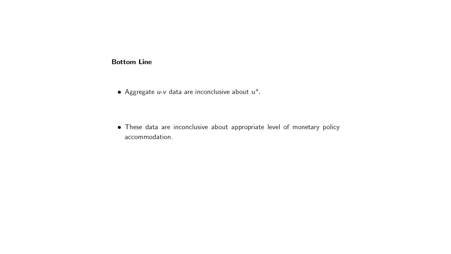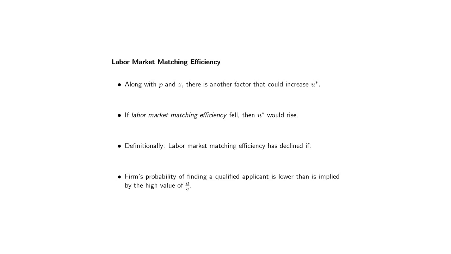Now, one factor I've left out that has received a lot of attention over the past year especially, is another factor that could increase the natural rate of unemployment. And that is what's called labor market matching efficiency. If labor market matching efficiency fell, then the natural rate of unemployment would rise.